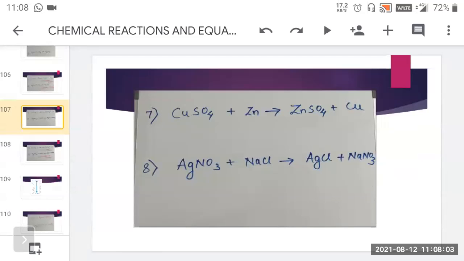Second one is the decomposition reaction, where one reactant breaks down into two or three products. So here in this case, the reactants are 2. That means it's not a decomposition reaction because it is not fulfilling its criteria. Then comes the displacement reaction.